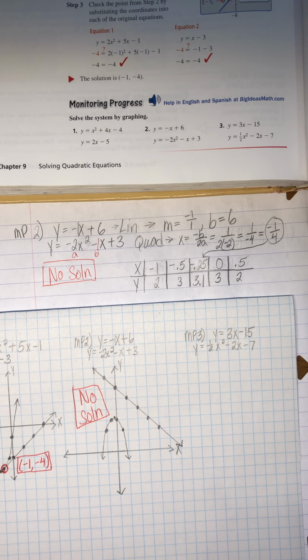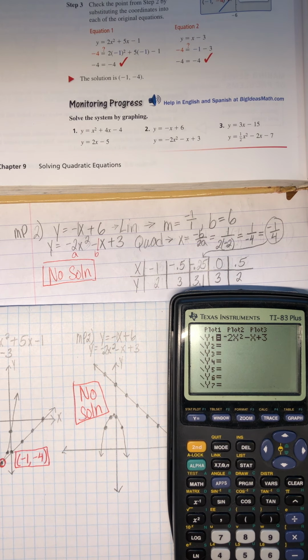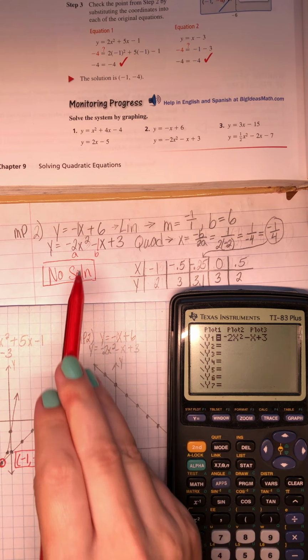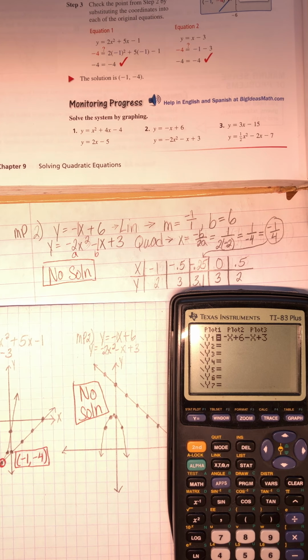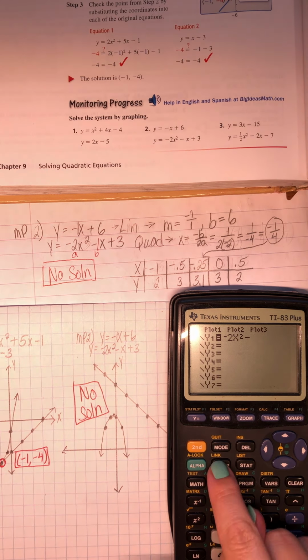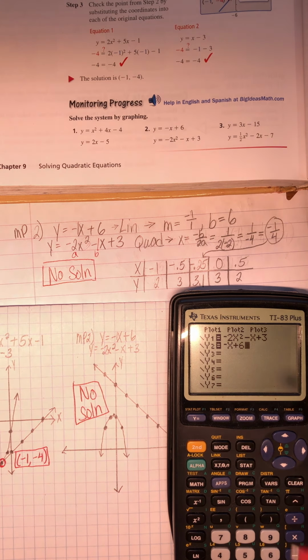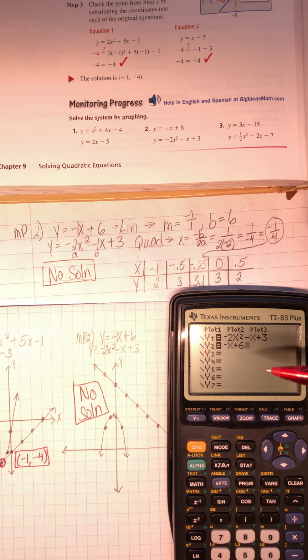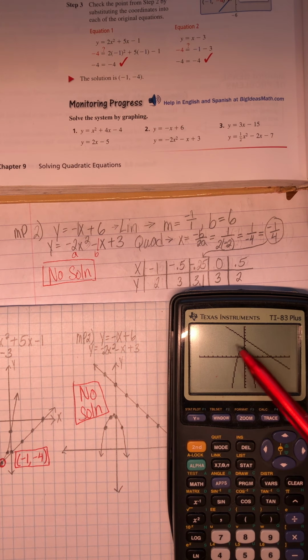Okay, let's just double check and make sure that we got this right. I'm going to go into my graphing calculator and let's graph them, make sure my graph looks like this. So I already have the quadratic equation in here. Let's put in the linear equation, negative x plus 6. Oops, I didn't mean to do that. Let me retype it. Negative 2x squared minus x plus 3, and then in y2 we'll put negative x plus 6. It doesn't matter which one you put in y1 or y2. It doesn't make a difference. Let's hit graph. Okay, yeah, so our graph definitely does match up with this. There's no points of intersection, so no solution.